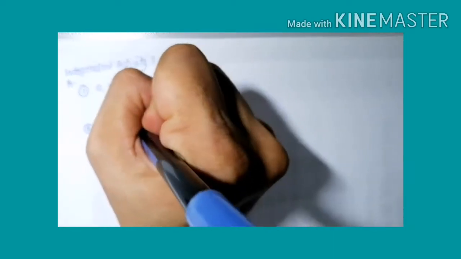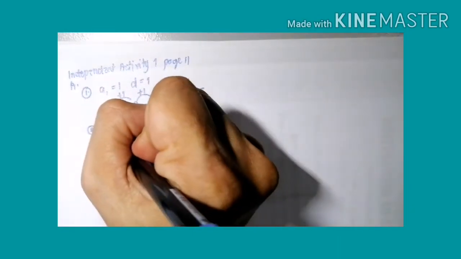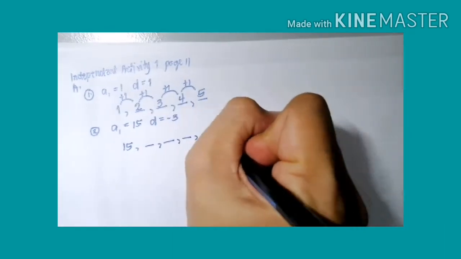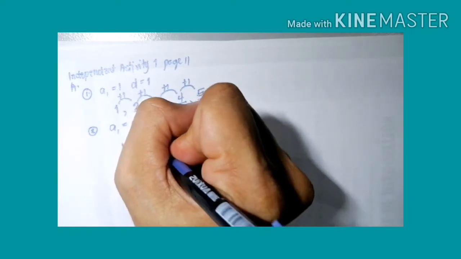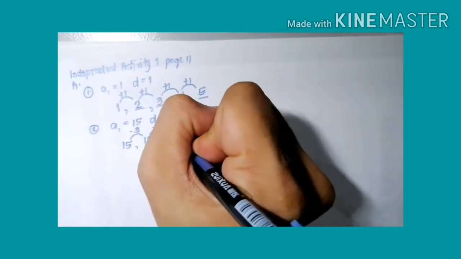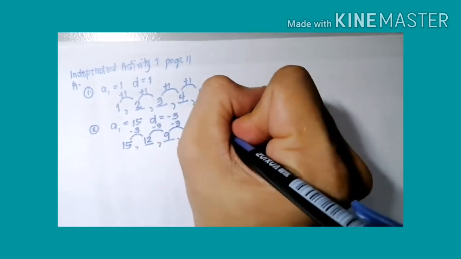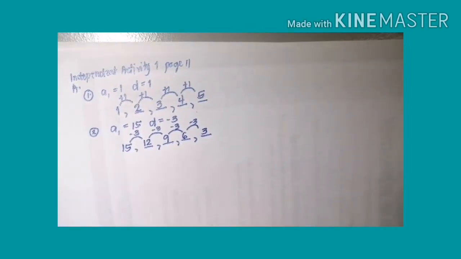Next, let's have item number 2. This time, a sub 1 is equal to 15, while the common difference is negative 3. So, we have 15 as the first term. We can now get the next 4 terms. If we add negative 3 to 15, we have 12 as the result. 12 plus negative 3 is 9. 9 plus negative 3 is 6. And 6 plus negative 3 is positive 3. So therefore, the first 5 terms are 15, 12, 9, 6, and 3.